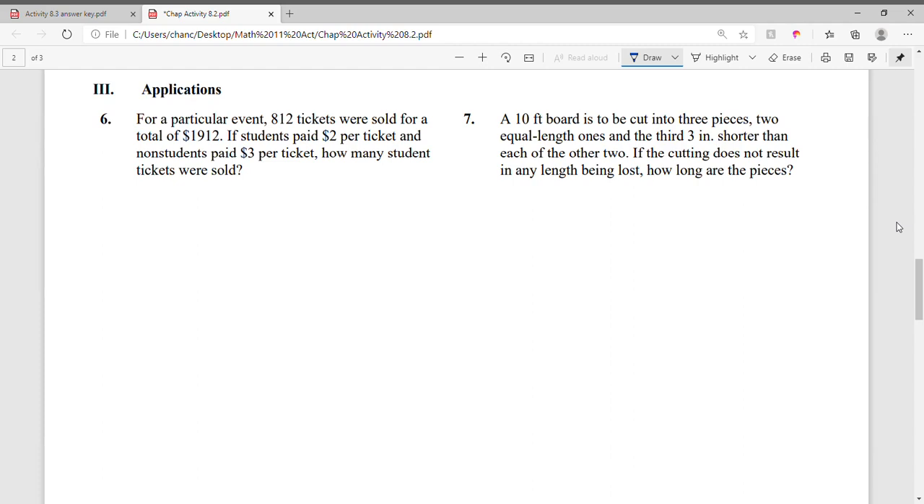In the last 4 questions of this worksheet, we have application problems. You're welcome to pause the video at any moment and try any of these questions on your own. So let's get started. Question 6.